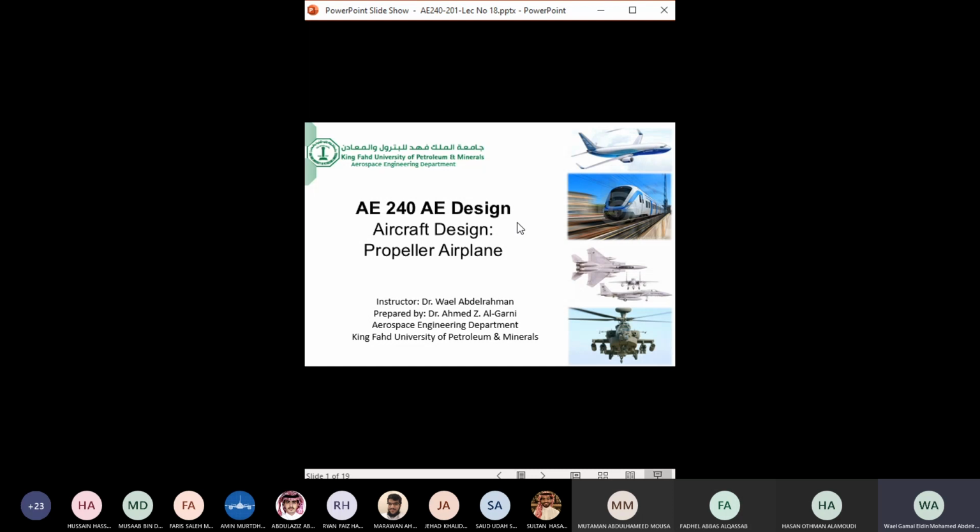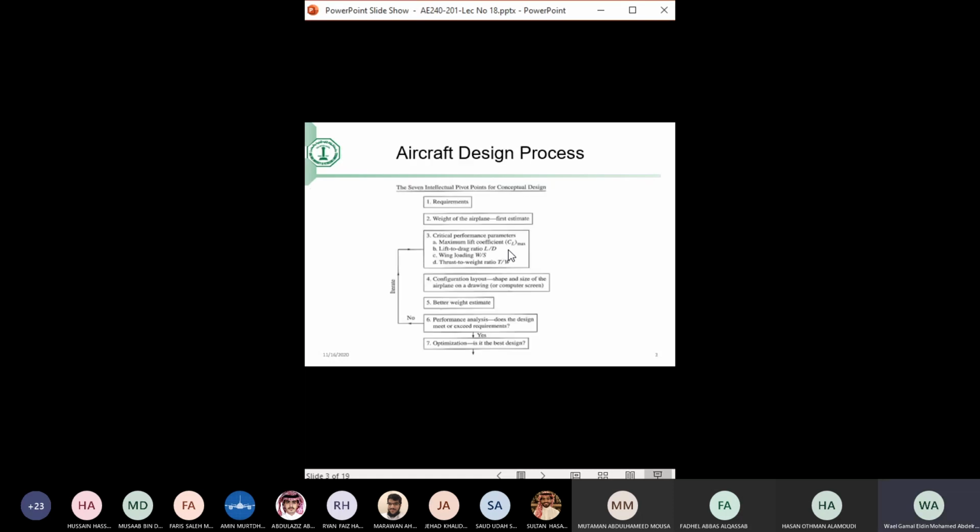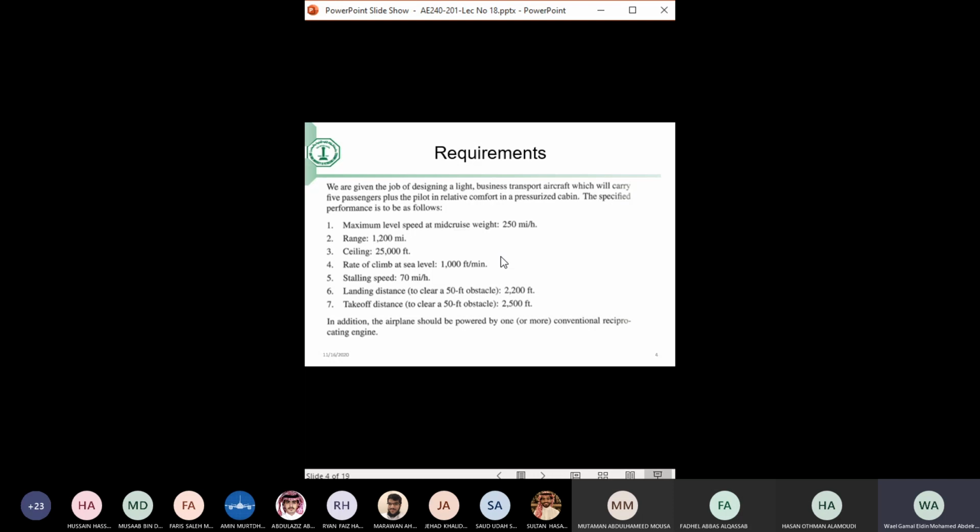And today, inshallah, we will be continuing on other parameters. So we will continue today on the thrust weight ratio. Now, anyone remembers from last time? How did we calculate the wing loading? We used two conditions of the requirements to calculate the wing loading. Which two conditions of the requirements that you see on the screen now were used to get the wing loading?